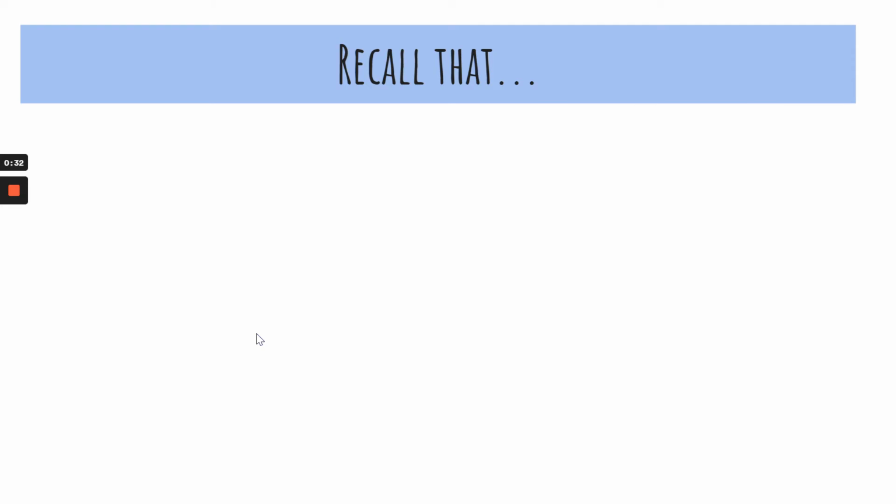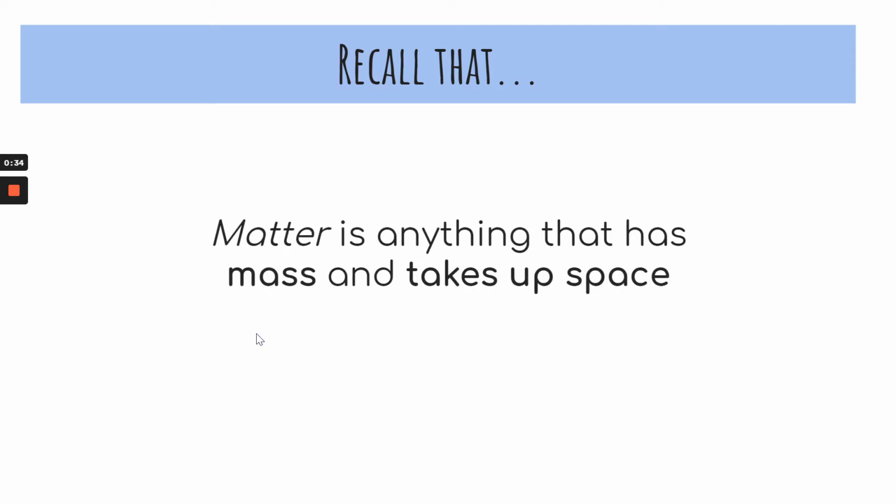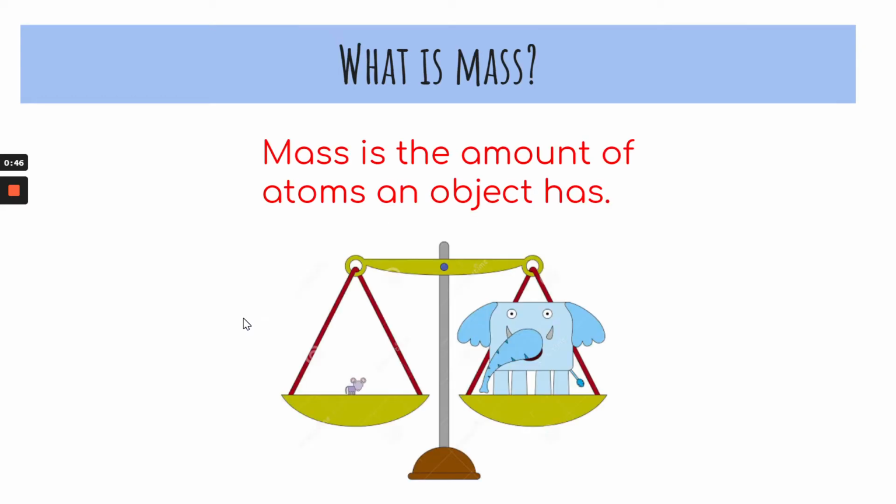So recall that matter is anything that has mass and takes up space. So we looked at different examples of matter and non-examples of matter. Right now we're going to look at what is mass. So mass is the amount of atoms an object has.